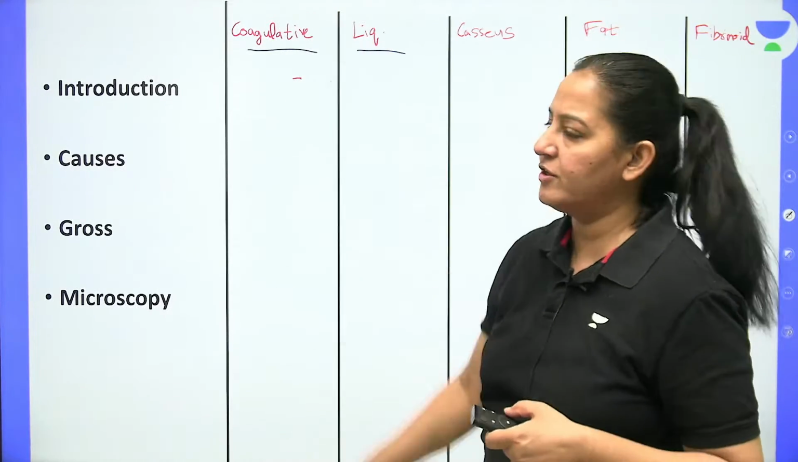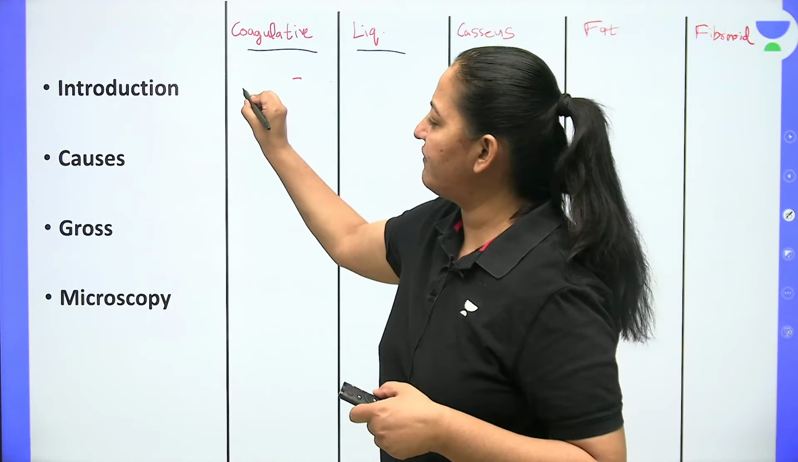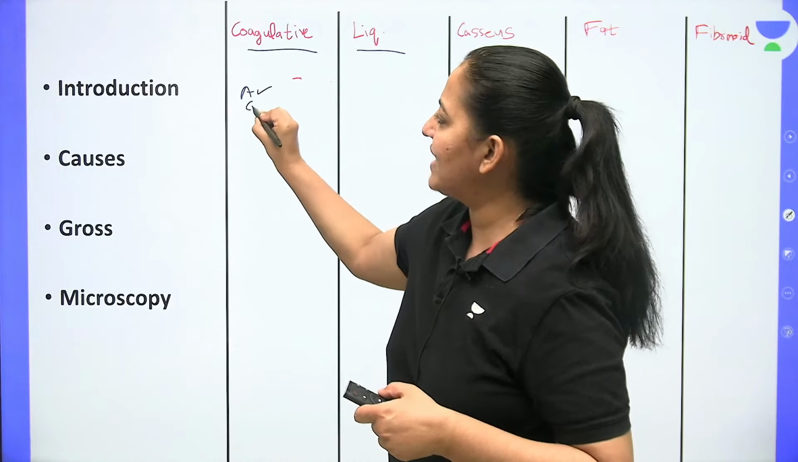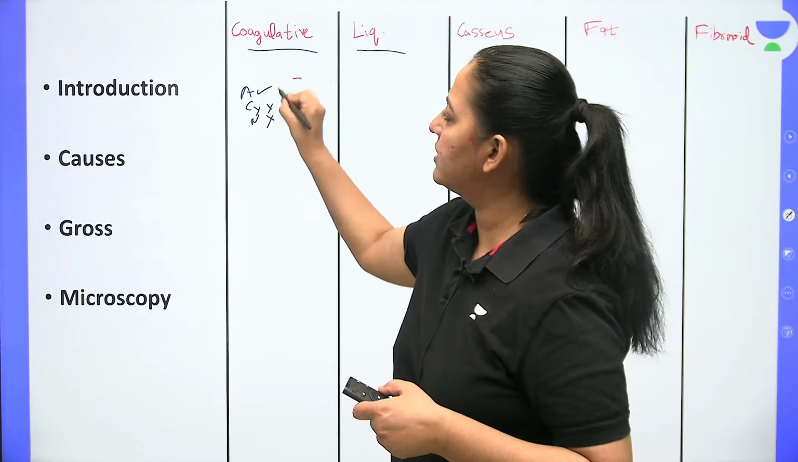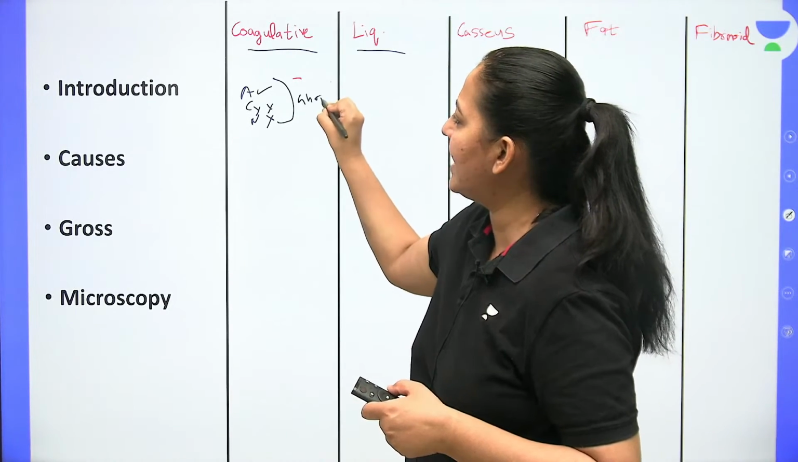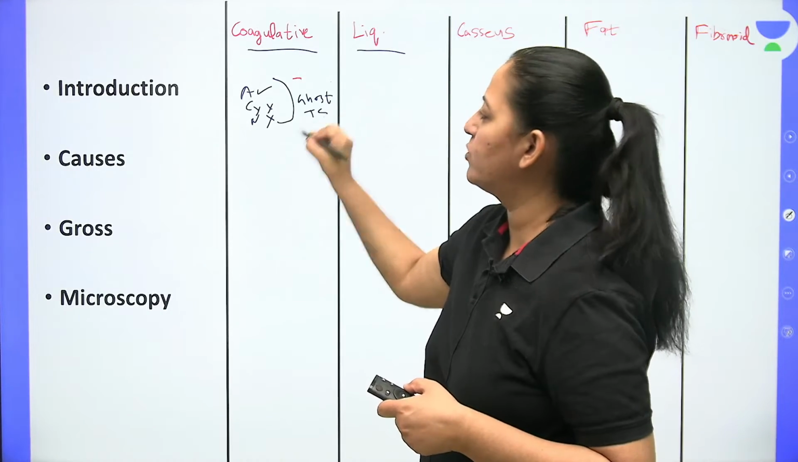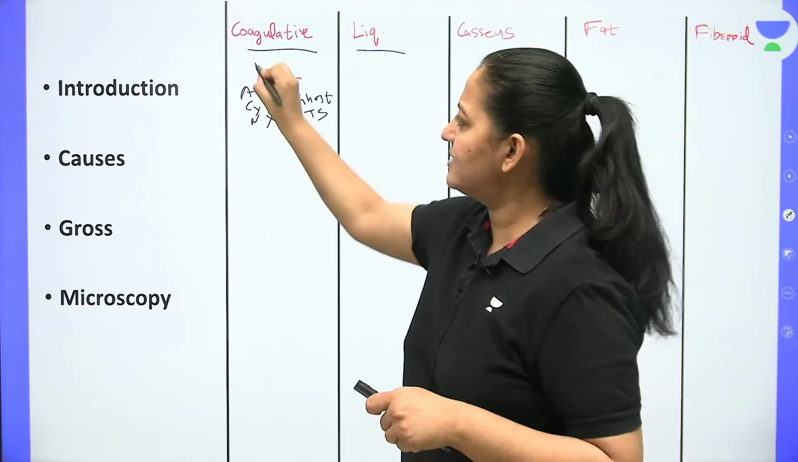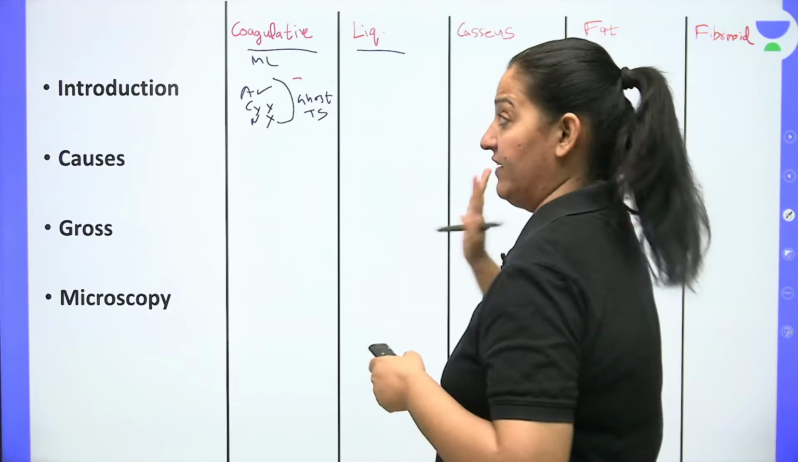Can you help me in filling coagulative necrosis? In the introduction, write down the definition. Architecture is maintained, but cytoplasmic and nuclear details are lost. That's why the cells are known as ghost cells. That's why the cells are known as tombstone cells. So that is the introduction. And it is the most common among the five.